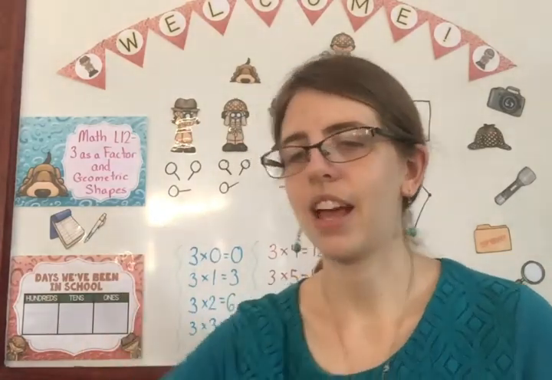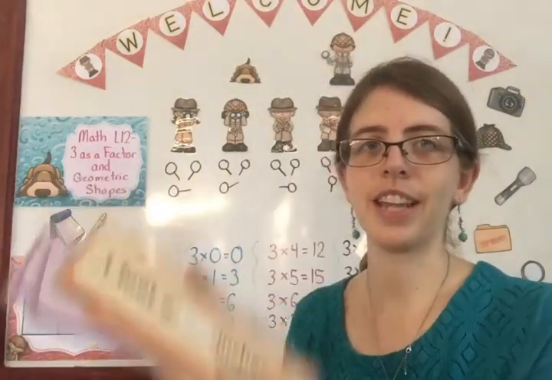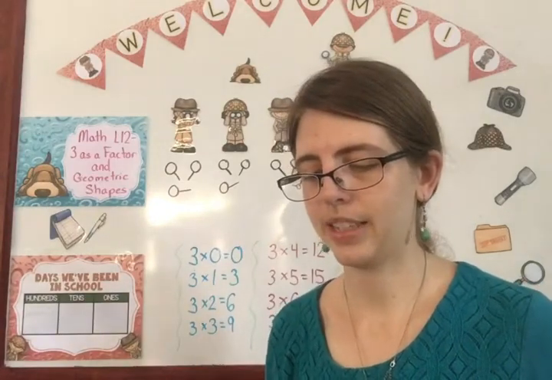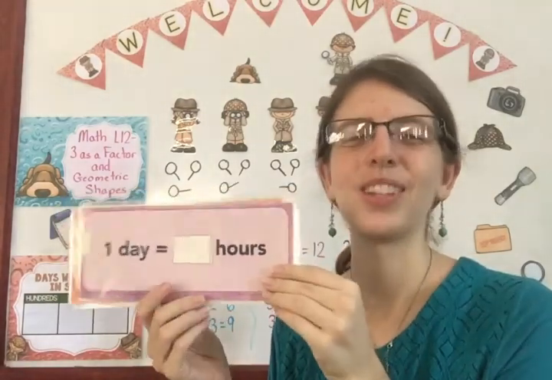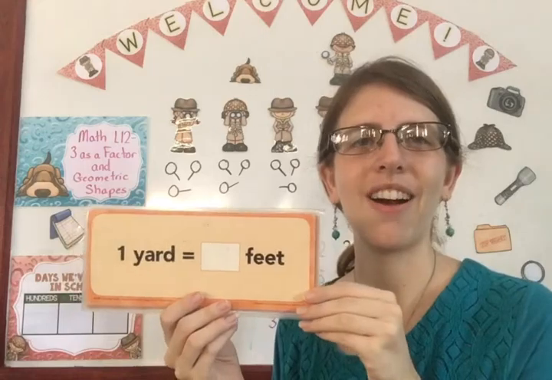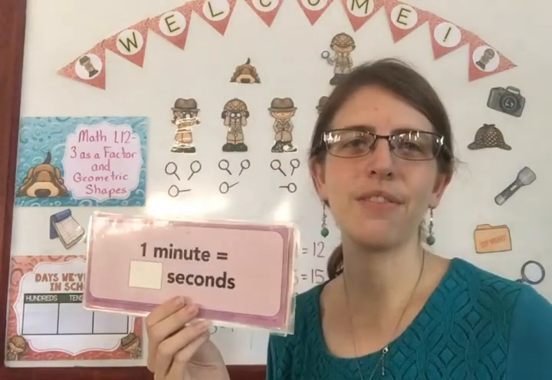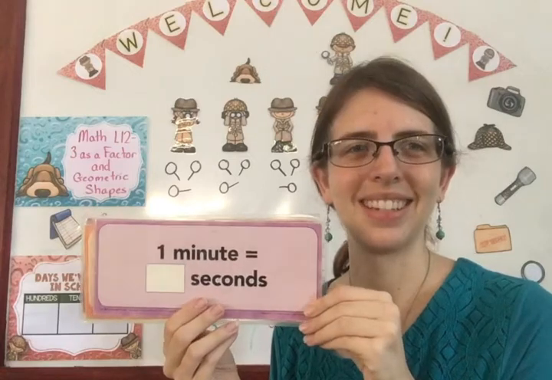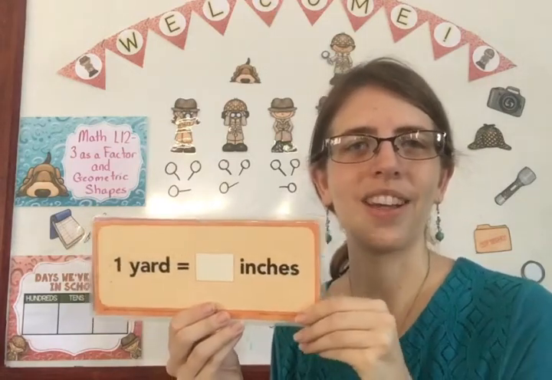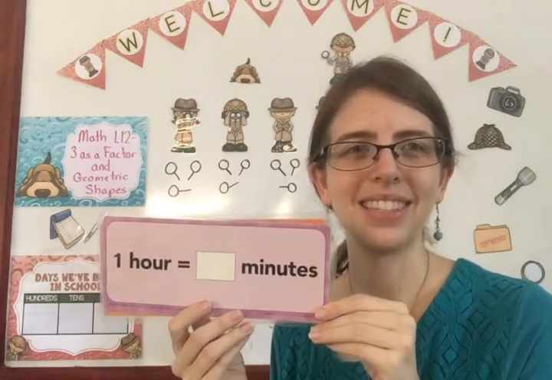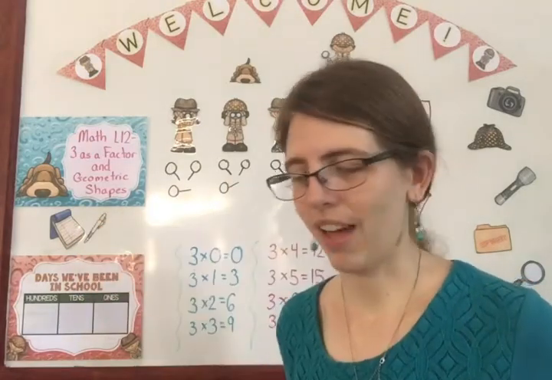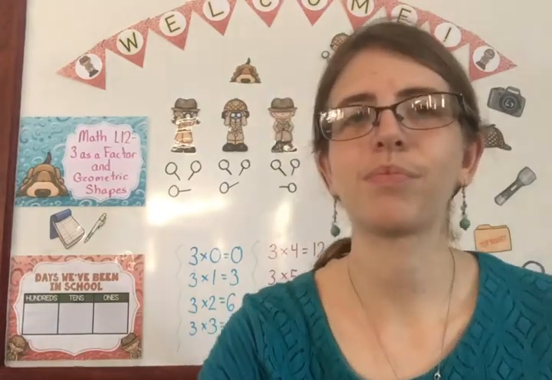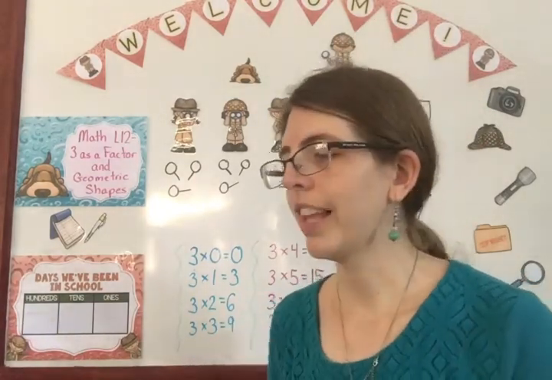Okay, now let's look at our measures cards. They look a little different today. Okay, mixing them up. 1 day equals 24 hours. 1 yard equals 3 feet. 1 minute equals 60 seconds. 1 yard equals 12 inches. 1 hour equals 60 minutes. And 1 foot equals 12 inches. Nicely done.